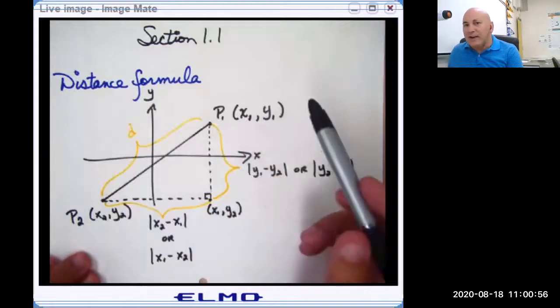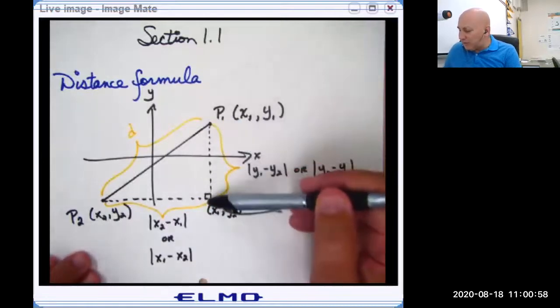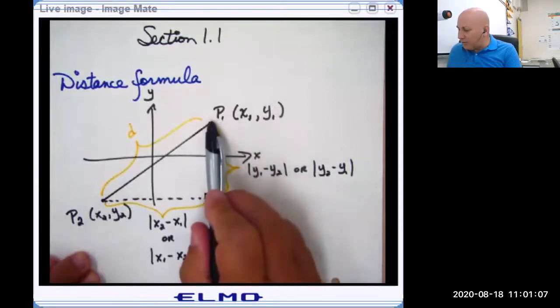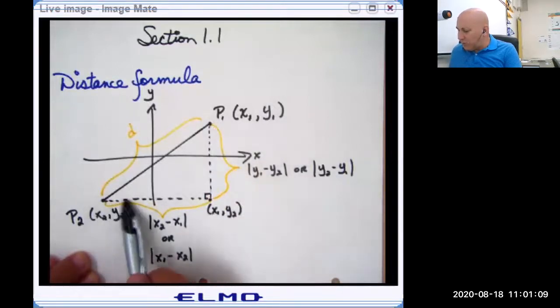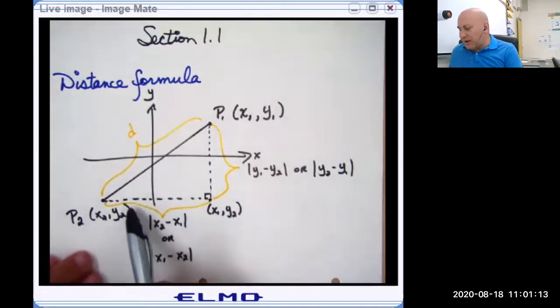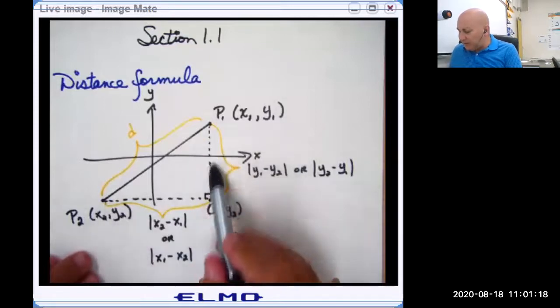Well, because they're rectangular coordinates, we can drop a vertical from this point and a horizontal from this point, and we can come up with these coordinates for this point. This point has the same x coordinate as P1 and the same y coordinate as P2. So now we have a triangle and we can use the distance formula. So I need to know this distance and this distance.